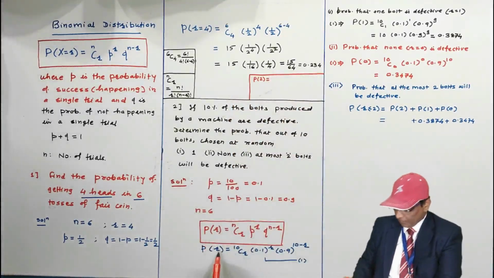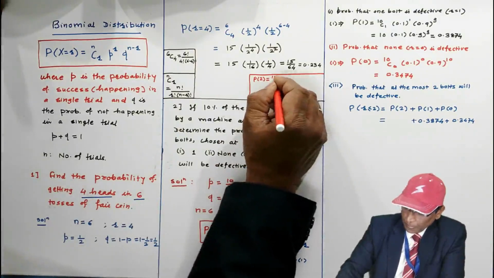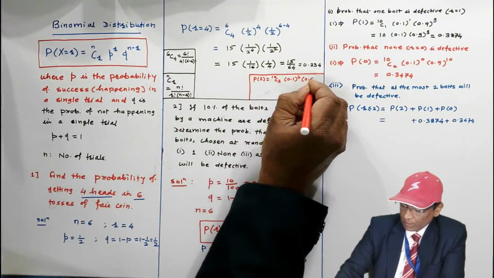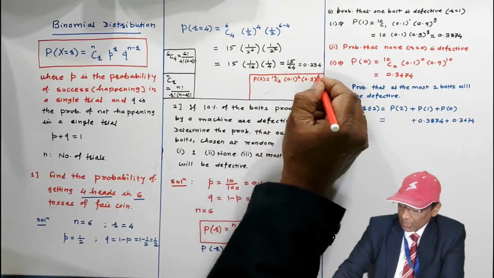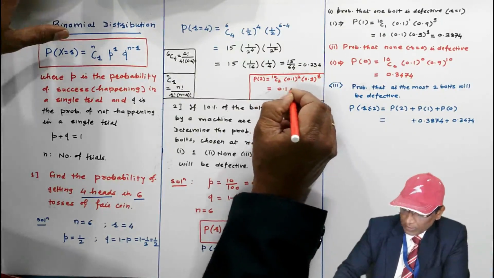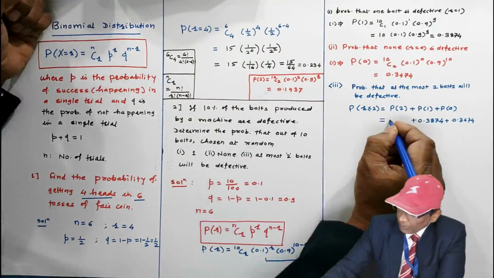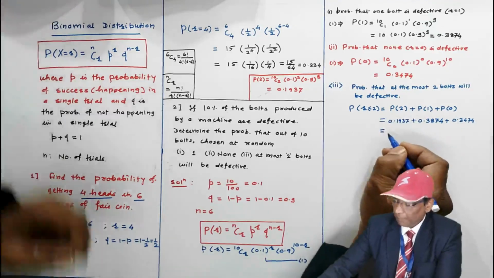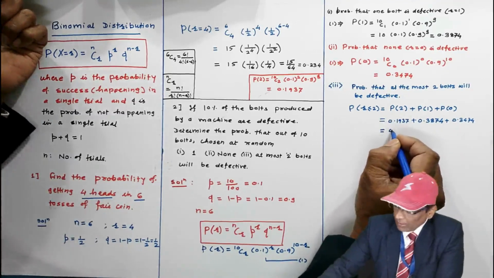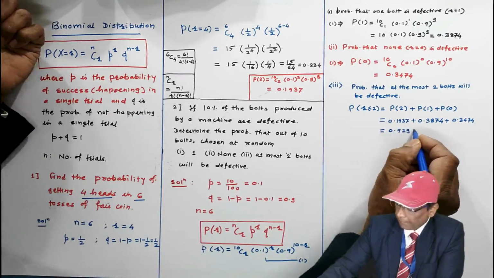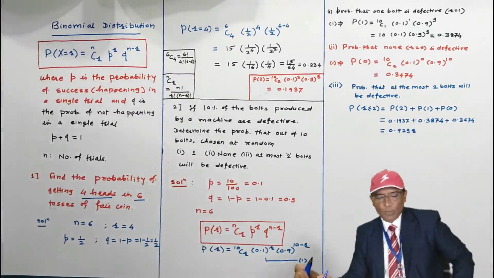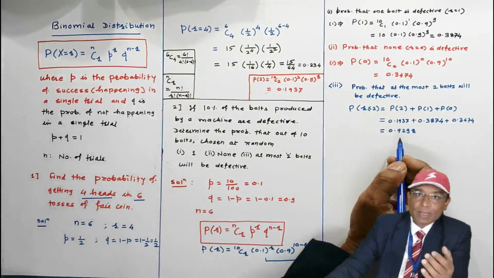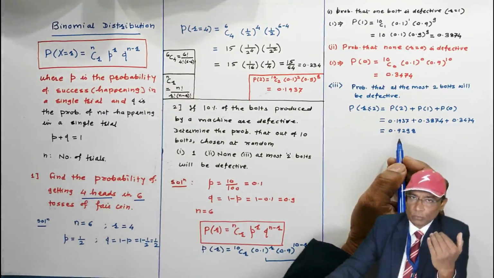P of 2, how do you get it? See, put r equal to 2, 10C2, 0.1 to the power 2 and 0.9 to the power 10 minus 2, which is 8. P of 2 is 0.1937. P of 2 is 0.1937, and the sum of all these probabilities is 0.9298. 0.9298 is what? The probability that 2 or less than 2 bolts are defective.